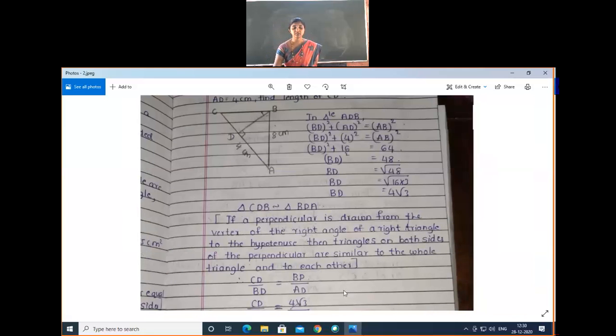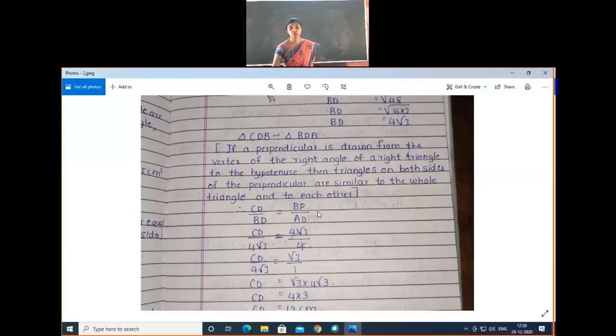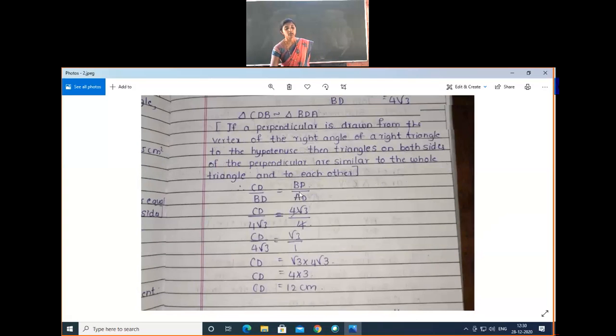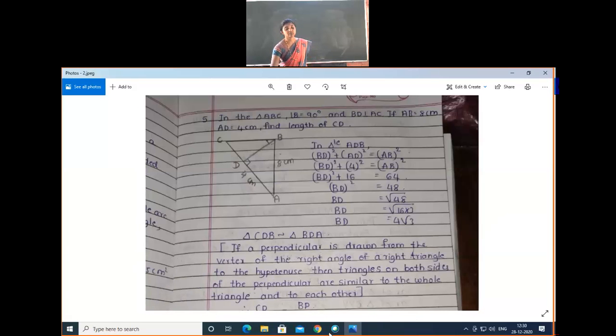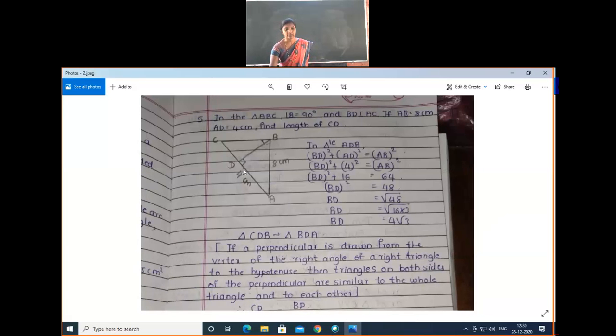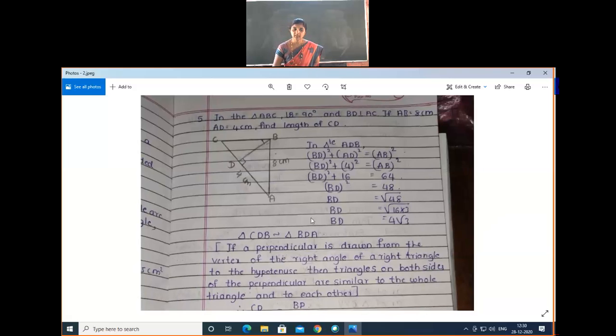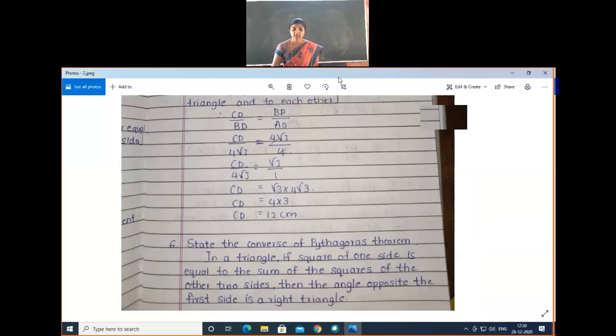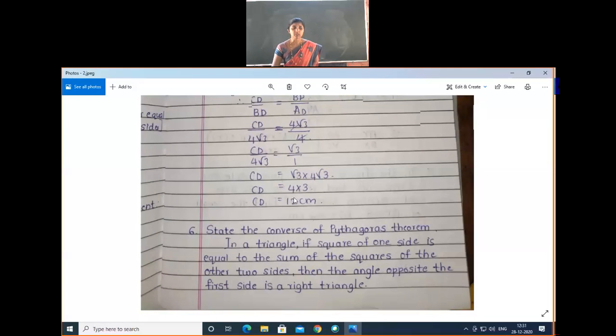Got the idea of this one, students? See here, CD divided by BD is equal to BD divided by AD. So this ratio we can take for the CD measurement. Now the CD length we got is 12 centimeters. Got the idea of this question, now, students? Yes. So next, sixth one.